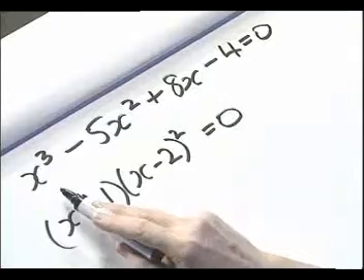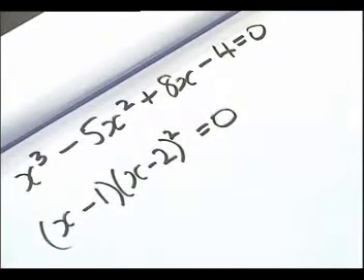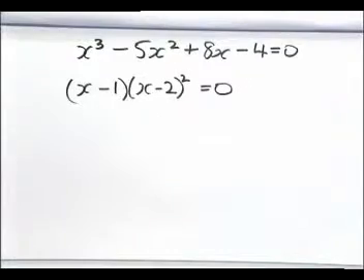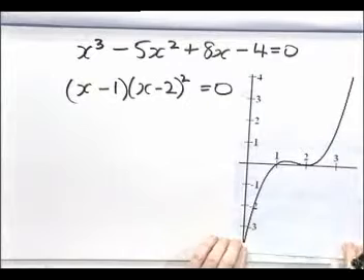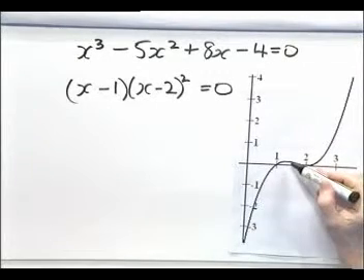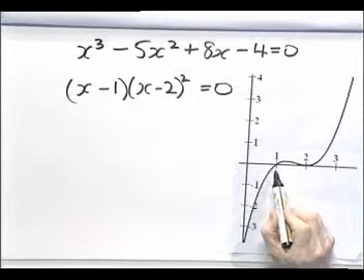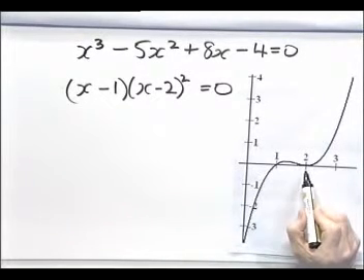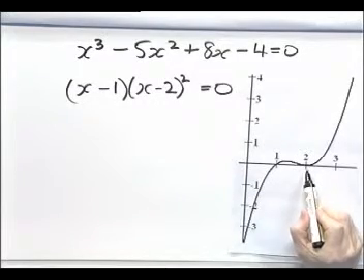Again, I'll show you the graph of y equals x cubed minus 5x squared plus 8x minus 4. Again, the curve starts low to the left and goes high to the right. It crosses the x-axis once and then just touches it. So we have our 2 roots, x equals 1 and x equals 2. And it touches at the repeated root, x equals 2.